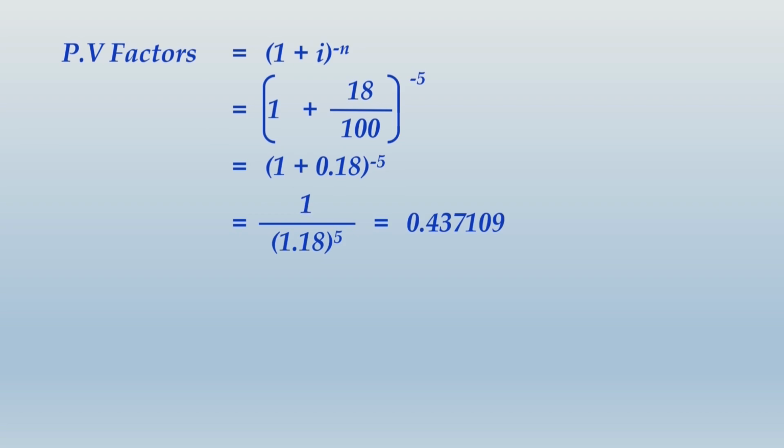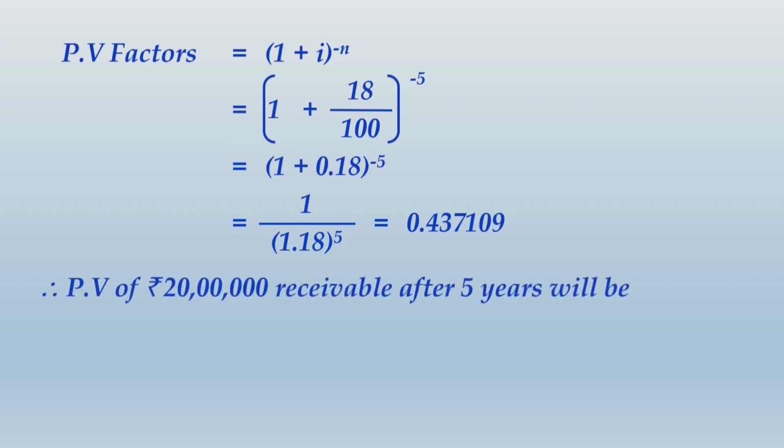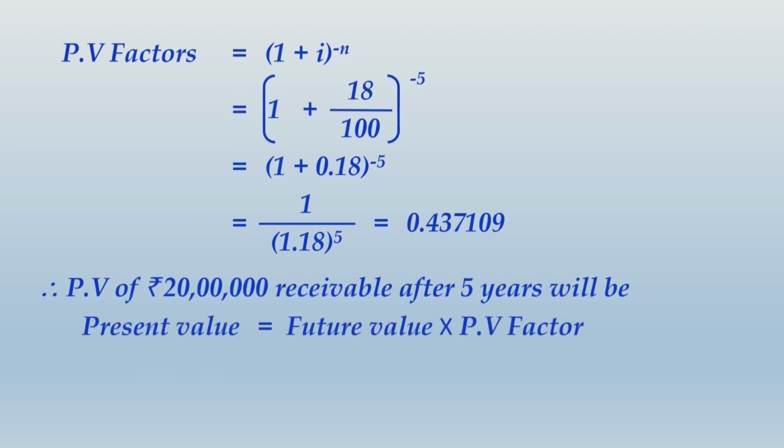0.437109. So if the amount of 20 lakhs is receivable after 5 years, the present value of the same will be computed by multiplying that future value of 20 lakhs with the PV factor computed above, that is 20 lakhs multiplied by 0.437109, and that calculation comes to rupees 8,74,218. Let us move ahead and deal with the third part.